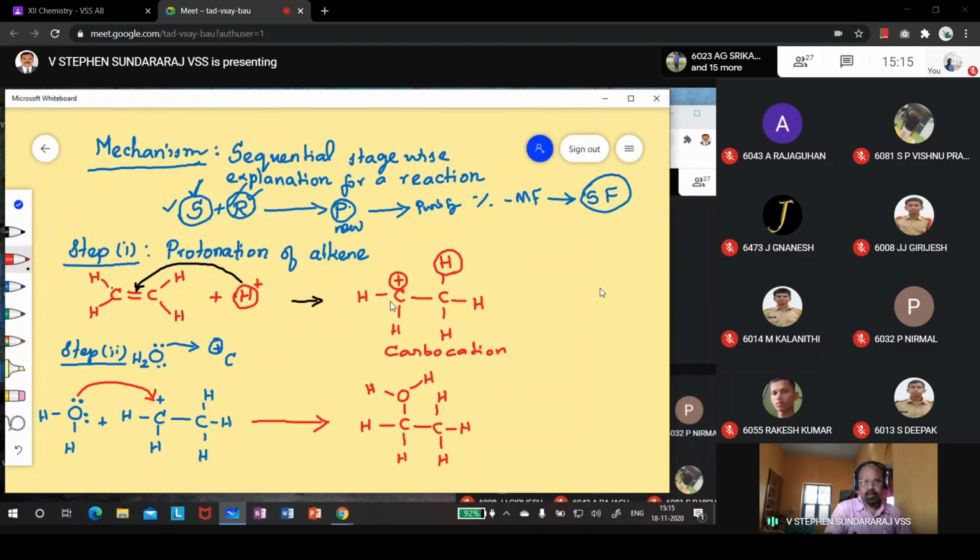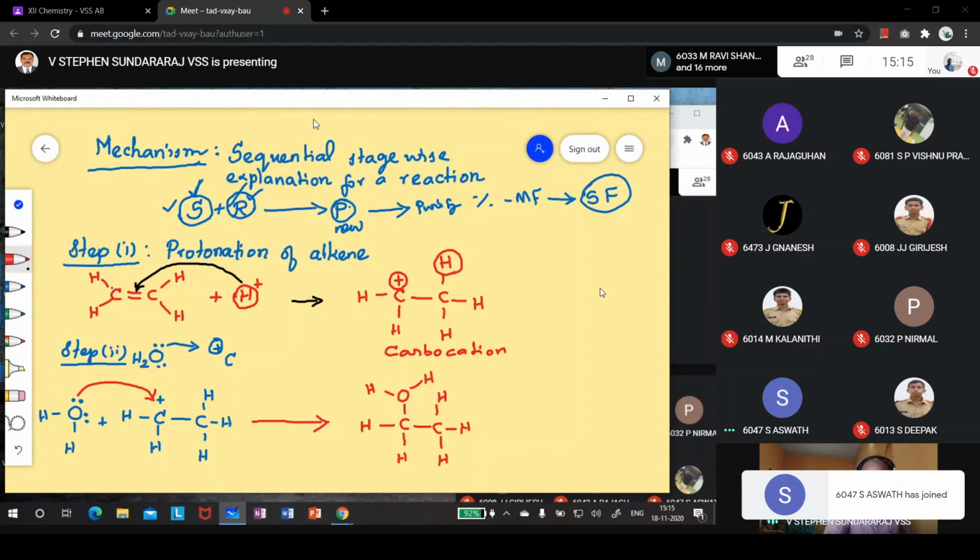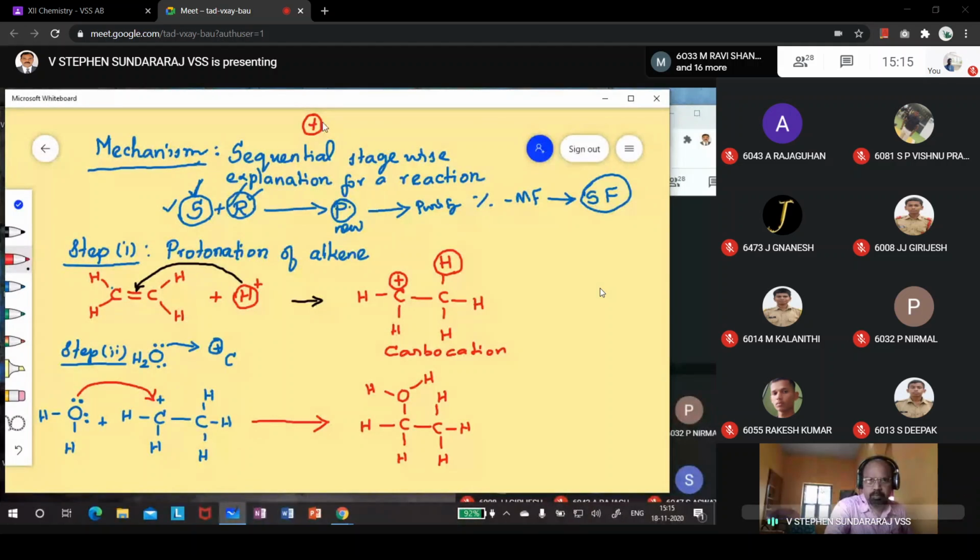That you remember always, in any mechanism when you write, when positive charge is present, it will not disappear on the right side. It will disappear only when there is a negative ion joined. Okay, when a negative ion is joining, then it will disappear. Otherwise, it will not dissolve.